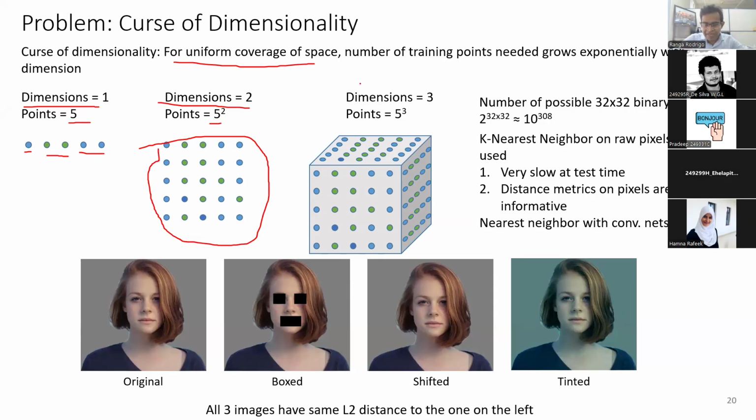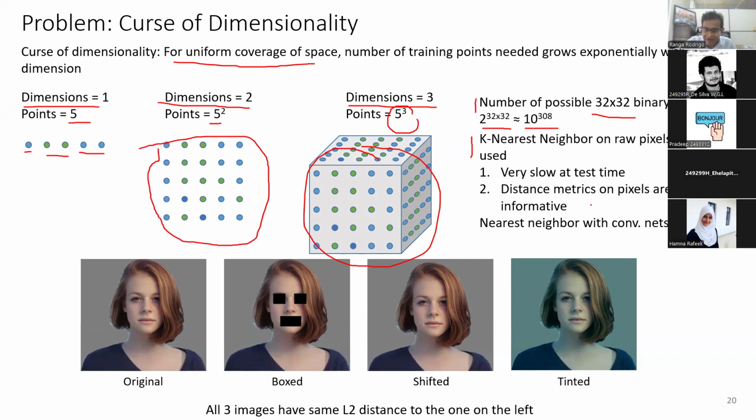But if you make it three-dimensional, you will need 125 points to represent this space generally equally. So when the dimensions grow, the number of data points that you need grows exponentially. The number of possible 32 by 32 binary images is 2 to the power 32 by 32. That is 10 to the power of 308. So here nearest neighbors on raw pixels is seldom used. It cannot be done. Very slow at this time.